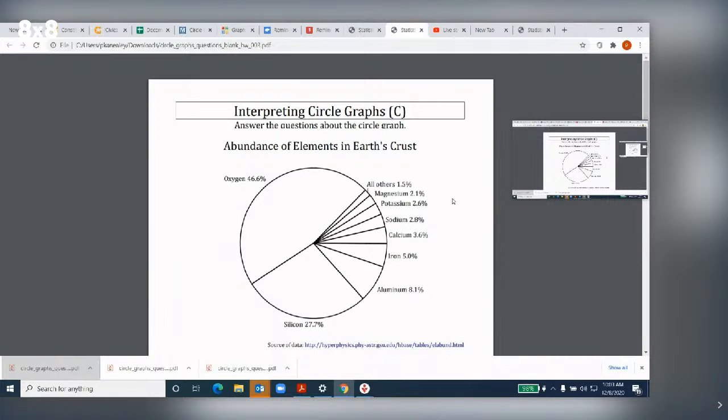You can see they could ask any variety of questions. This one is the most straightforward. It's just a circle broken up into percentages or pieces of pie, if you will. These are pretty straightforward, you guys. Circle and pie graphs are straightforward. Let's look at one more here.